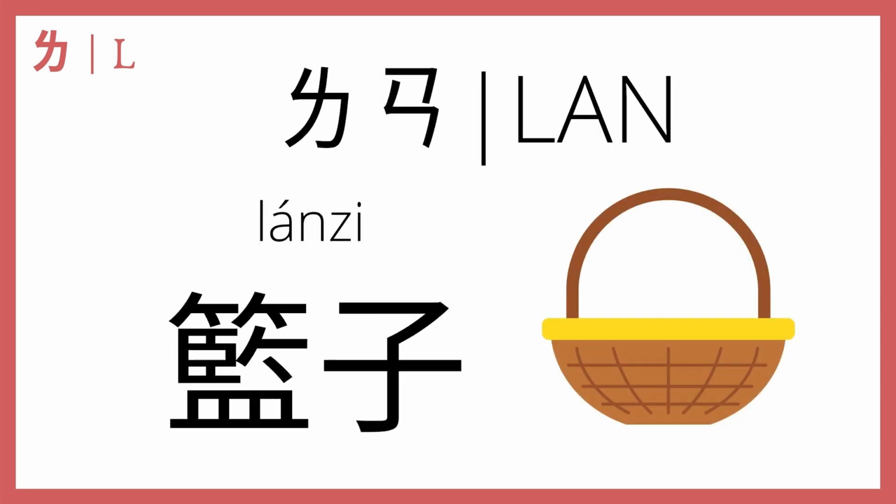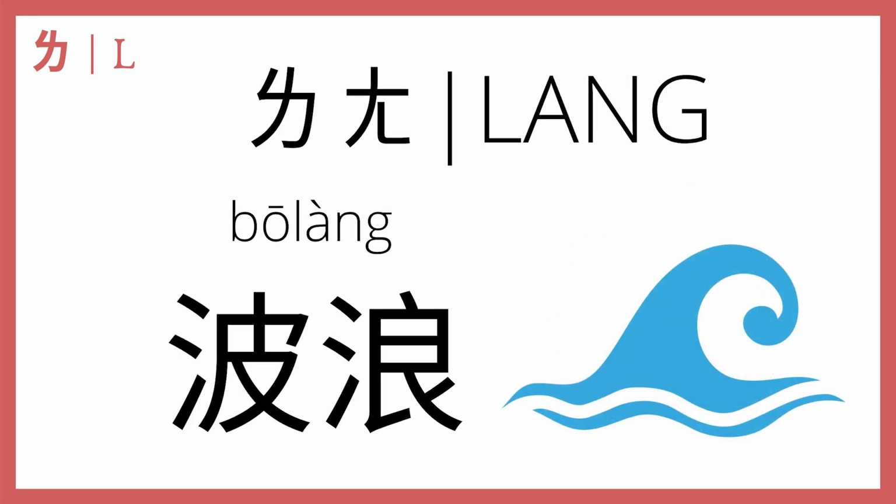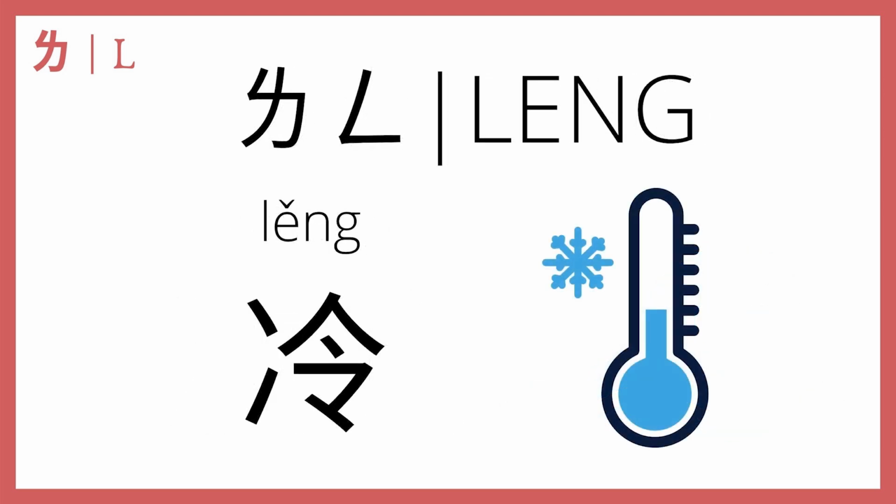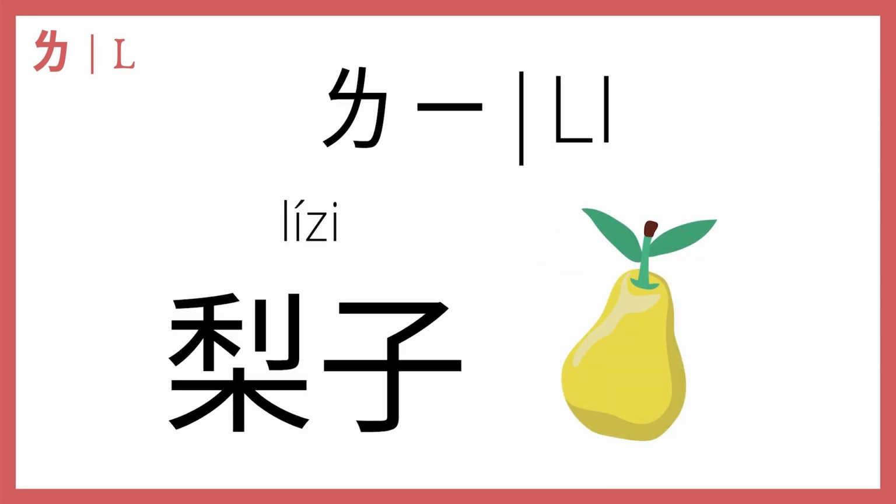Le plus an makes lan, as in 篮子, a basket, 篮子. Then le plus ang is lang, as in 波浪 or a wave, 波浪. Le plus eng is leng. In the third tone, you get leng, which means cold. I'm cold, 我很冷. Then le plus i makes li, as in 梨子, which means pear, 梨子.